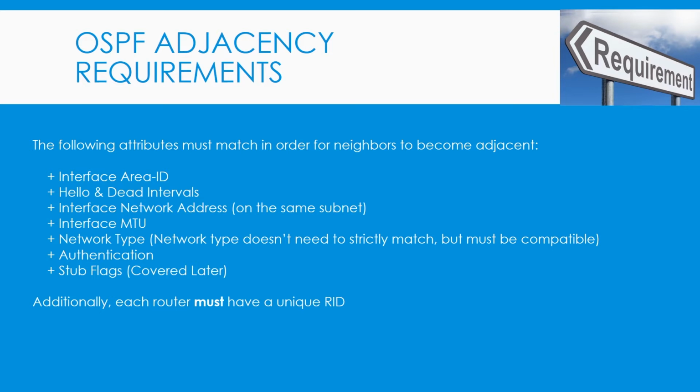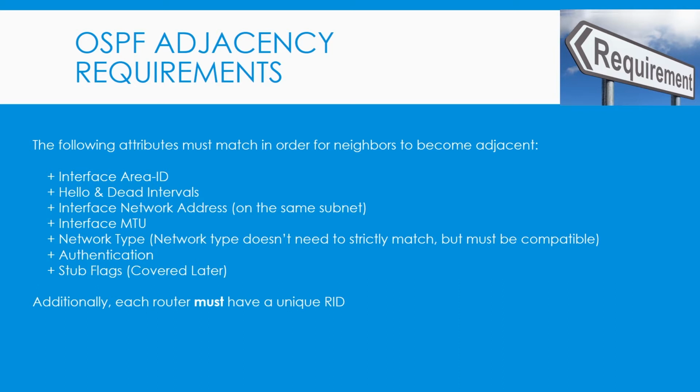The hello and dead intervals must also match. In EIGRP, the K values have to match, and in OSPF, the timers have to match. The interfaces have to be on the same subnet. So the network address has to match, in other words. I think different versions of Cisco code might behave in different ways, but the masks don't strictly have to match.